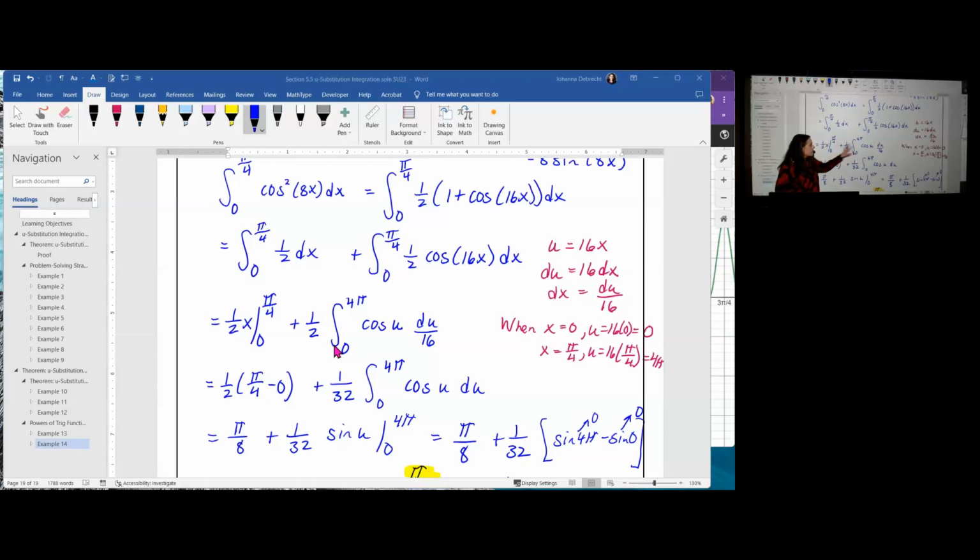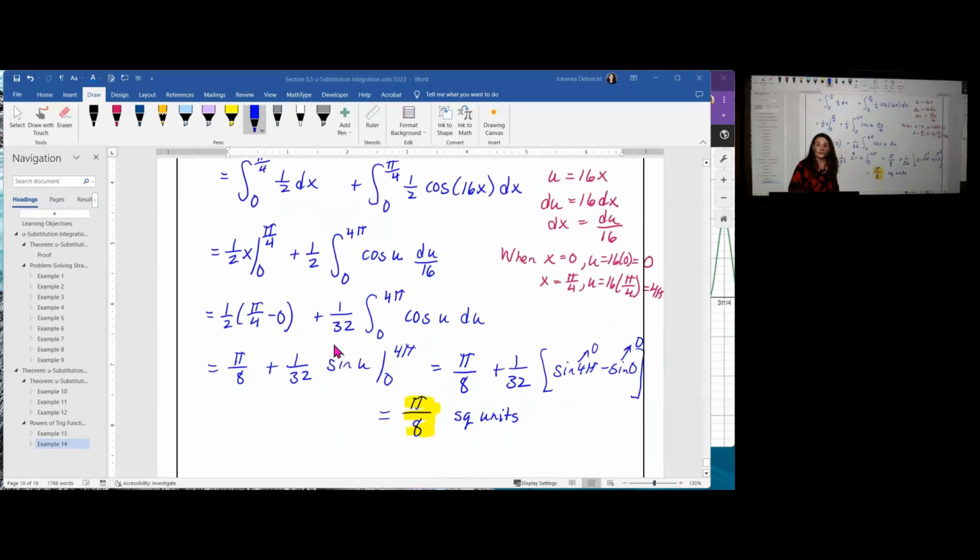Next, we go ahead and evaluate the two integrals. In the first term, we substitute the limits of integration to get pi divided by 8. When we integrate cosine of u with respect to u, we get sine of u. Notice the 1/16 and 1/2 combine to give 1 over 32. Next, I substitute the limits of integration, but because they're both multiples of 2 pi, they both become 0, which means that the amount of area that I've got underneath this curve is pi divided by 8 square units.